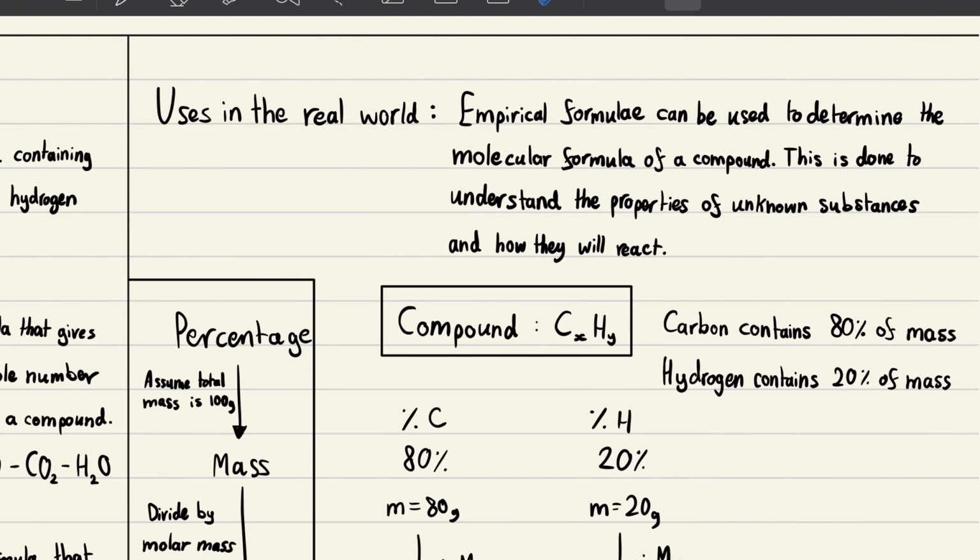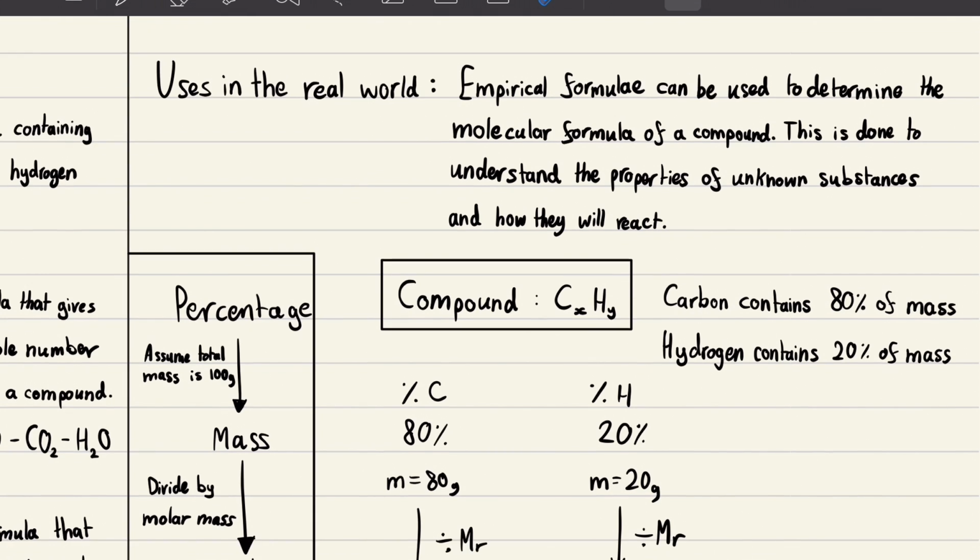Now, some uses of empirical formulae in the real world is that mainly they're used to determine the molecular formula of a compound. And molecular formula is probably the most important thing you'd want to know about a specific substance or compound because it lets you understand the properties of the substance and how it reacts with other compounds.